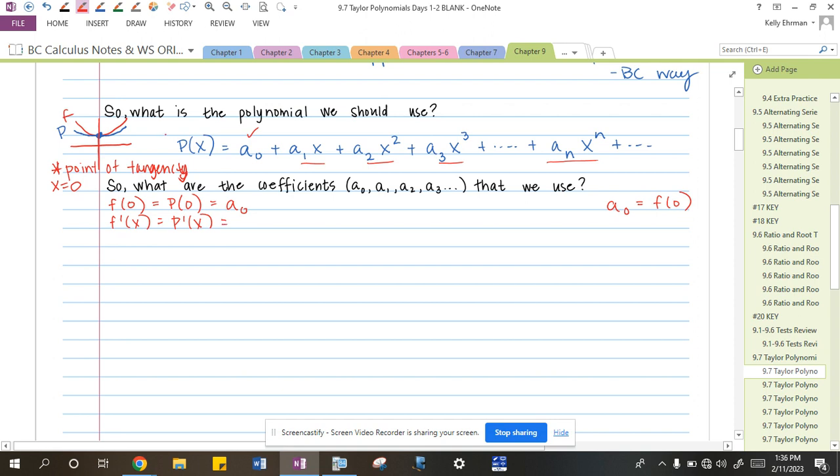So again, I'm referring back up to this p of x. What do I get when I start taking the derivatives of these terms? When I take the derivative of the constant term, it's gone. When I take the derivative of a sub 1 times x, I'm left with just a sub 1.